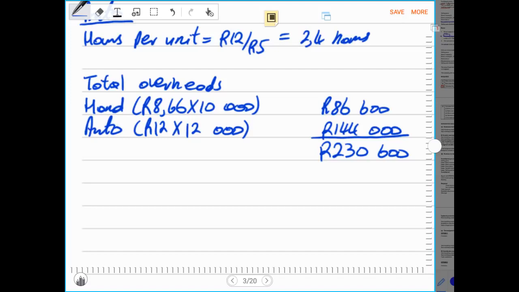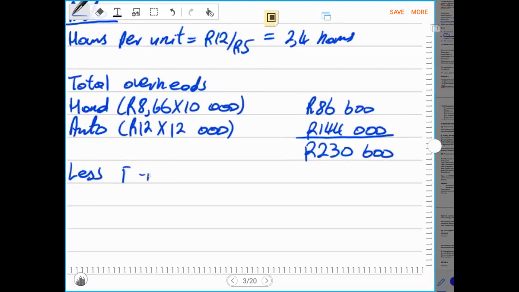So now we have calculated the total overheads, meaning both the fixed and the variable portion are included in this calculation. From here we need to deduct the portion that is fixed so that we know how much of this is variable. So this is the total, then we say less fixed cost, because we know that 150,000 is fixed.